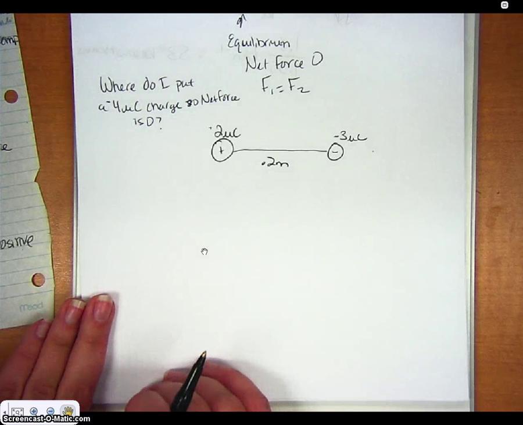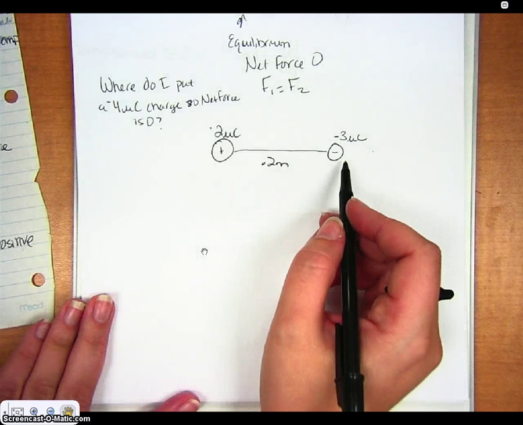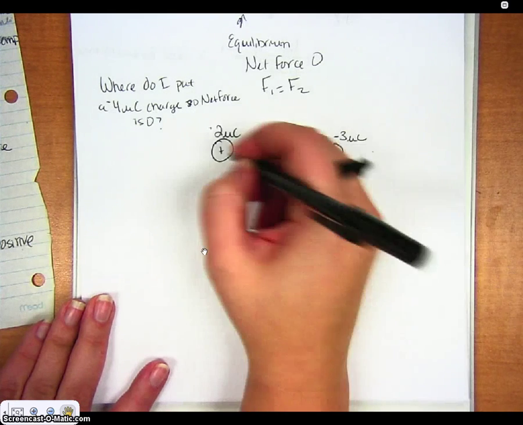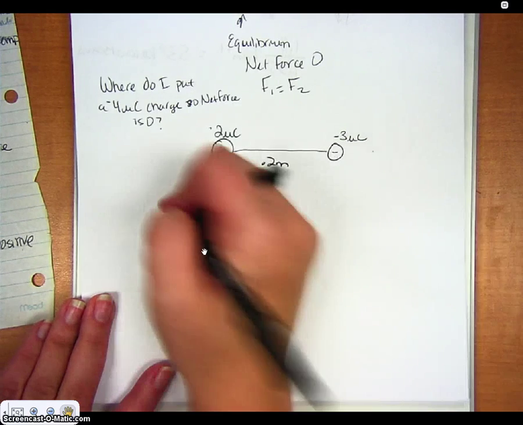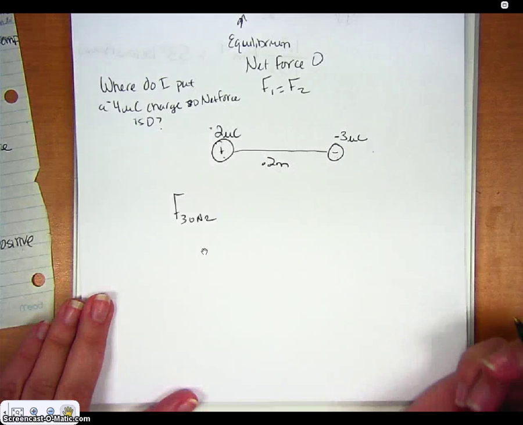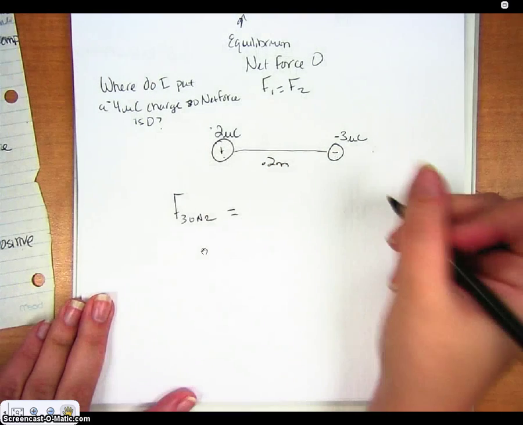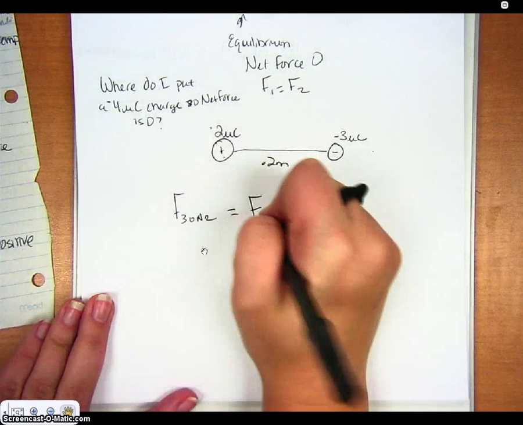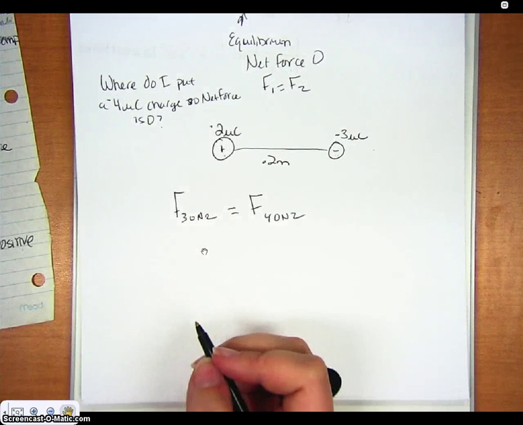We're going to say that the force of the charge over here, the force of charge 3 on charge 2, and this might be kind of a cumbersome notation, but we'll get it, has got to be equal to the force of the 4 microcoulomb charge on the second one, so force of 4 on 2. So we're just going to set up an equation.